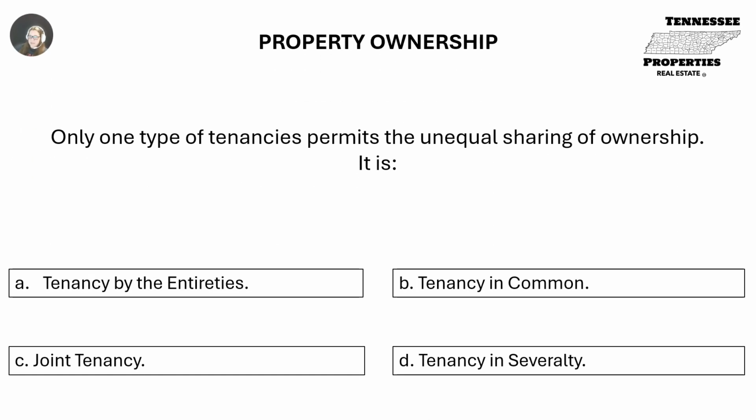Only one type of tenancies permits the unequal sharing of ownership. It is A. Tenancy by the entireties, B. Tenancy in common, C. Joint tenancy, or D. Tenancy in severalty. B. Tenancy in common.